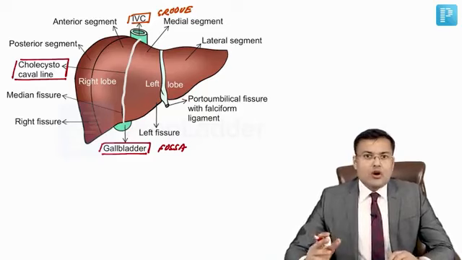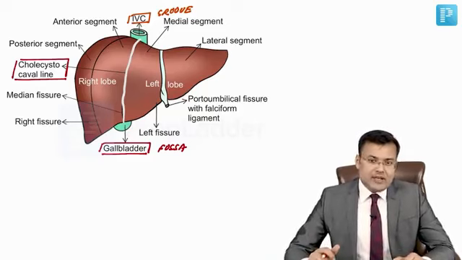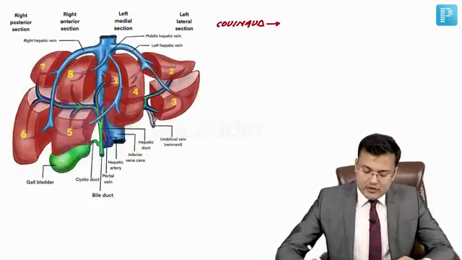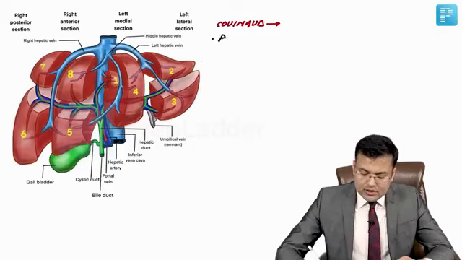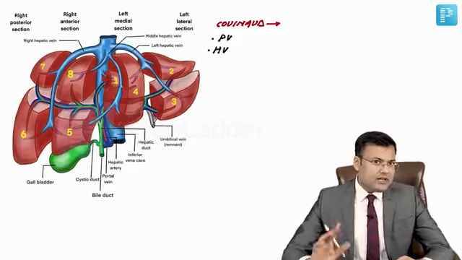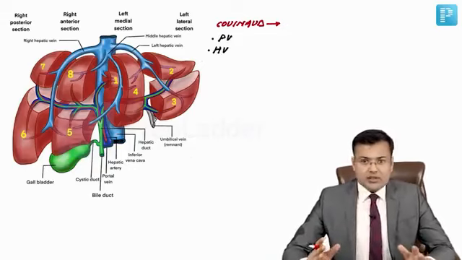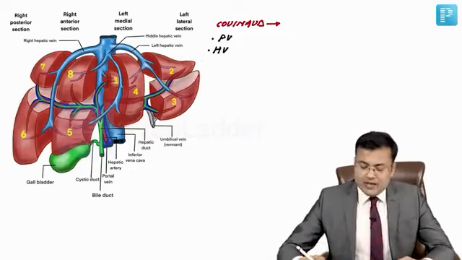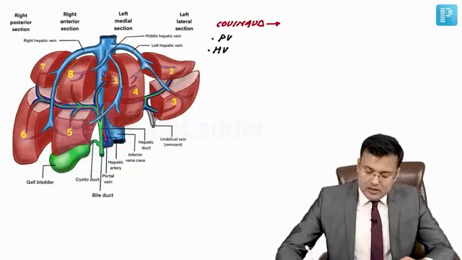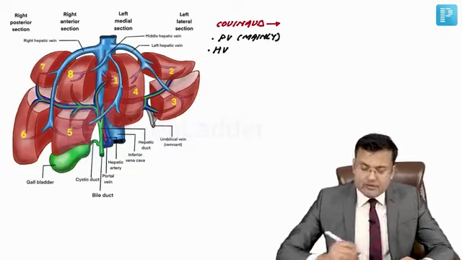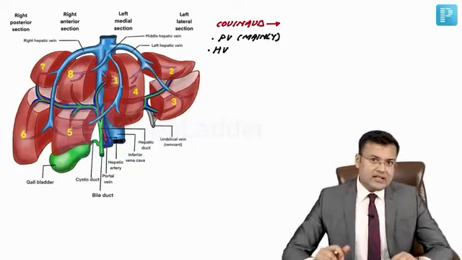Second important point, who divided liver into 8 segments? Couinaud divided liver into 8 segments on the basis of two structures, portal vein and hepatic vein, mainly on the branches of which structure? Portal vein. This is a frequently asked question.